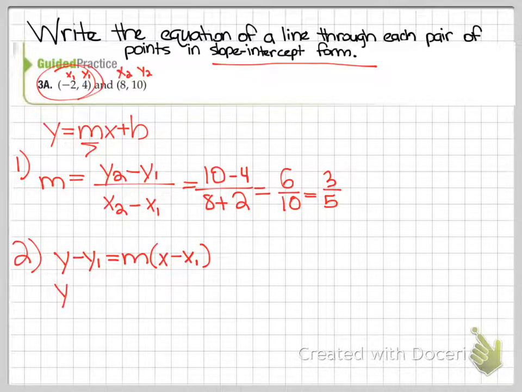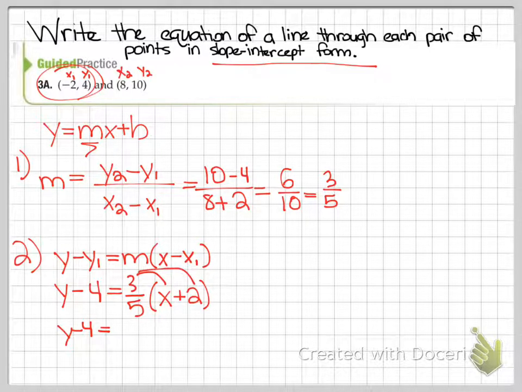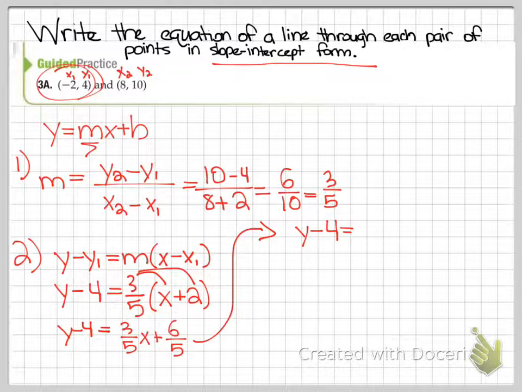So by plugging it in, I get y minus 4 equals 3/5 x minus a -2, so plus 2. Okay, so now I'm just going to distribute. So y minus 4 equals, I'm going to distribute the 3/5 to each term. So that's 3/5 x plus 6 over 5. So now all I have to do is get that -4 on the other side of the equation. So I'm just going to write that equation back up here and show you how I would go about doing this.